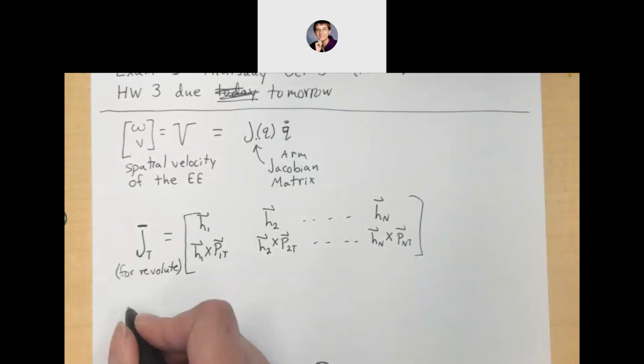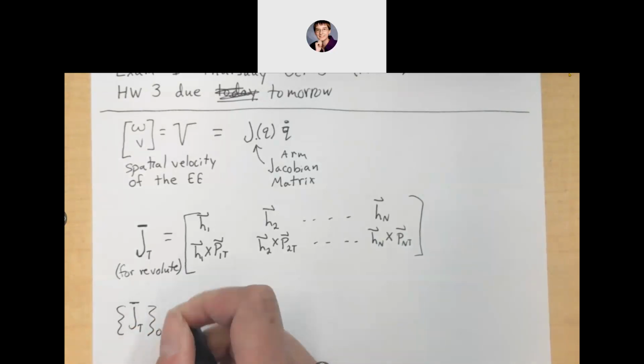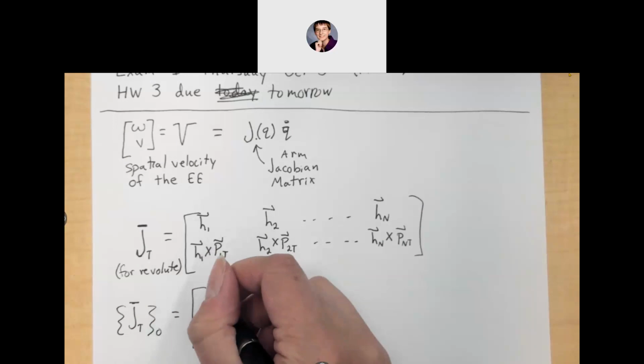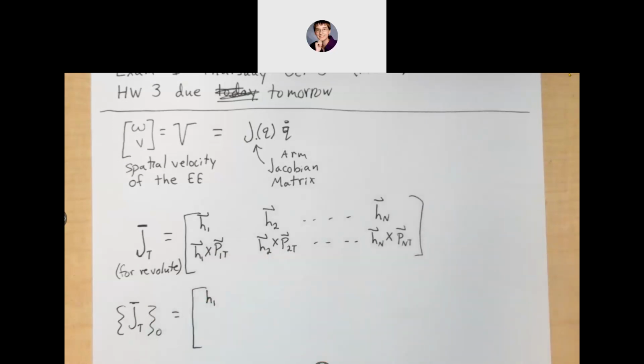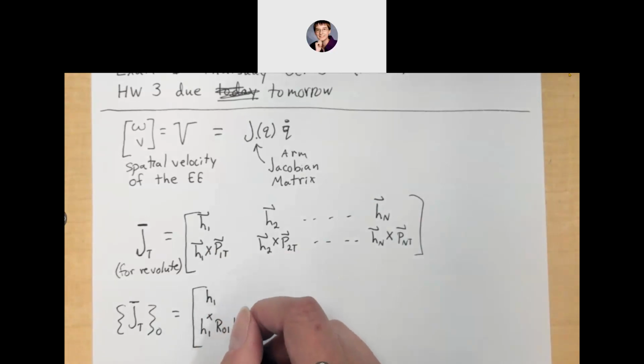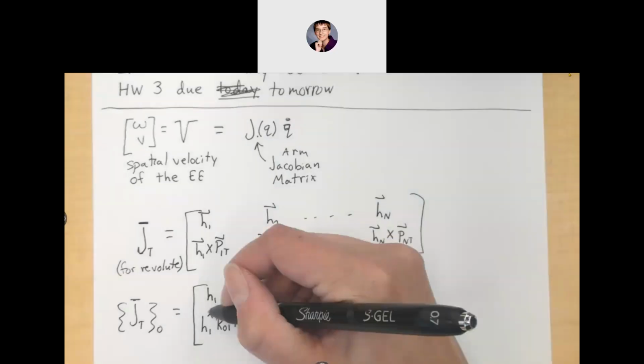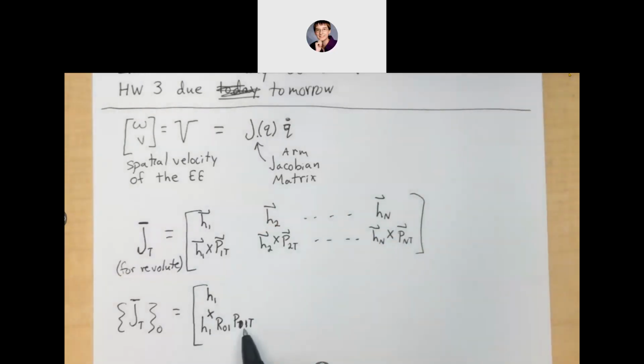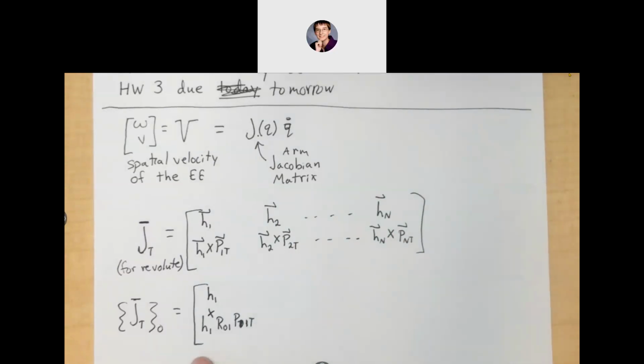And now if I take this and I represent it in a frame, what would that look like? Well, H1 in the base frame is our H1 representation. And our cross product, P1T, right? So P1T is represented in the 1 frame. So we need to convert that to the base frame so that we can do the cross product in consistent frames.